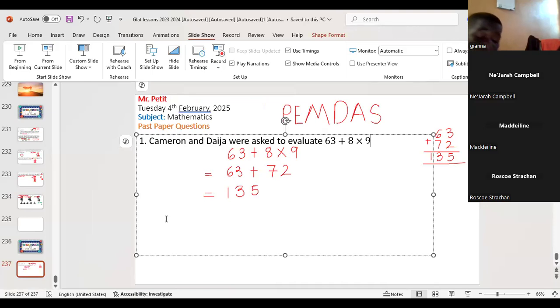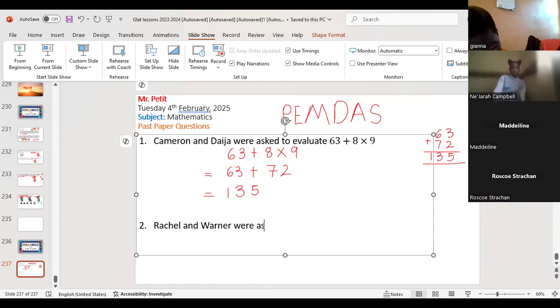Let's do another one. Number 2. So we have Rachel and Warner were asked to evaluate. Excuse me. Go ahead. Were we supposed to write the work in? Yes, supposed to show the working, just like how I have it right now. So they were asked to evaluate. Let's do 7 times 6 plus 81. I need you all to answer number 2.